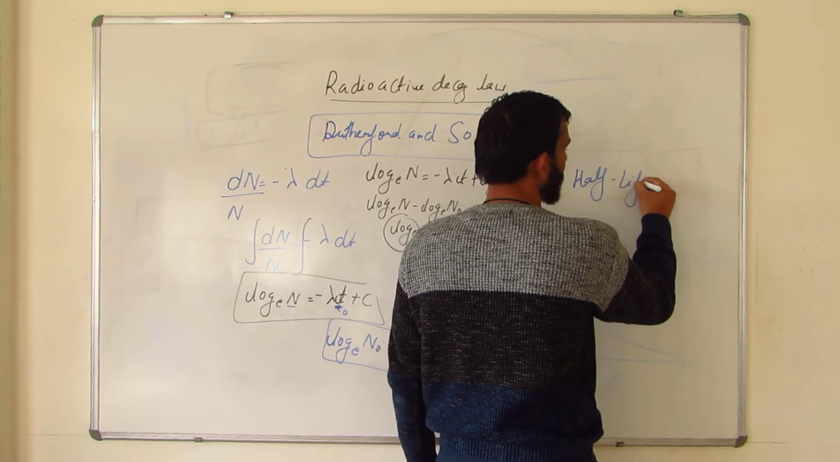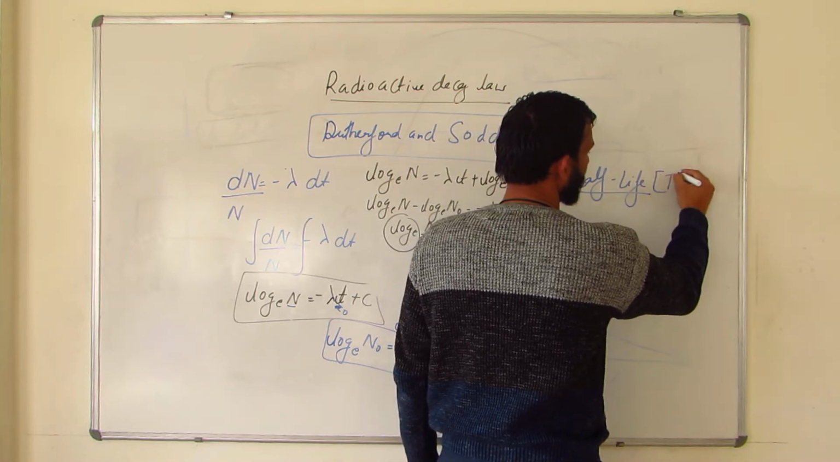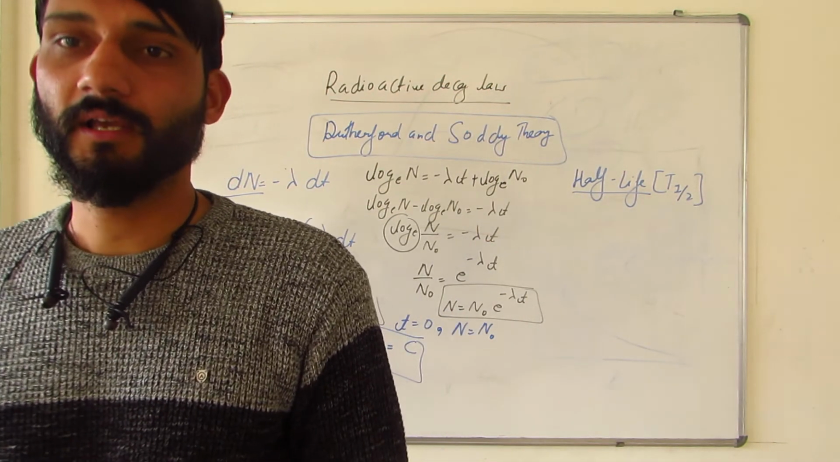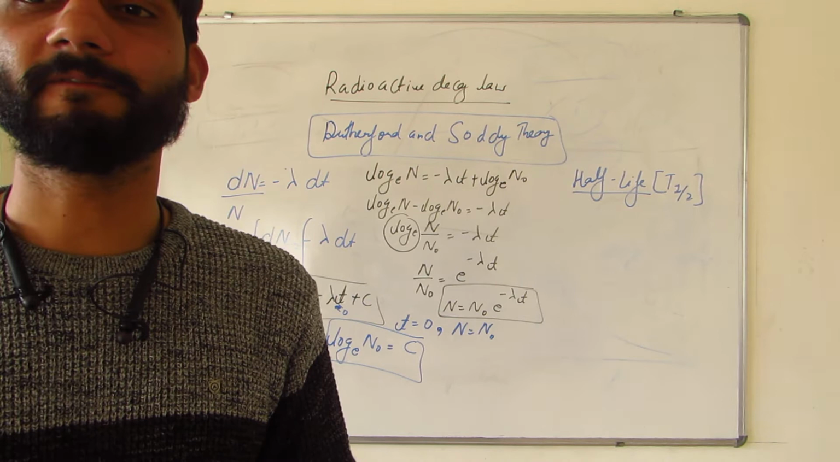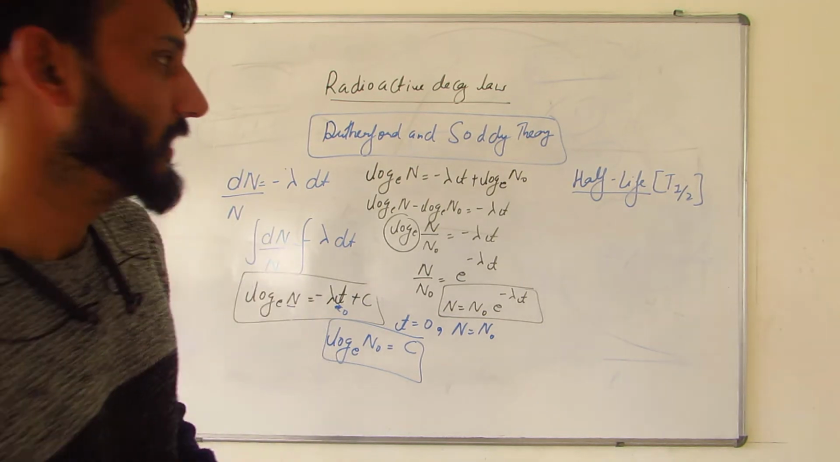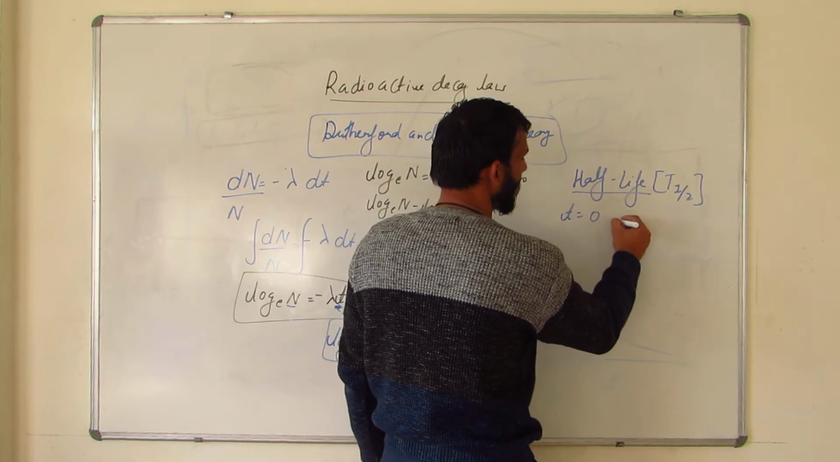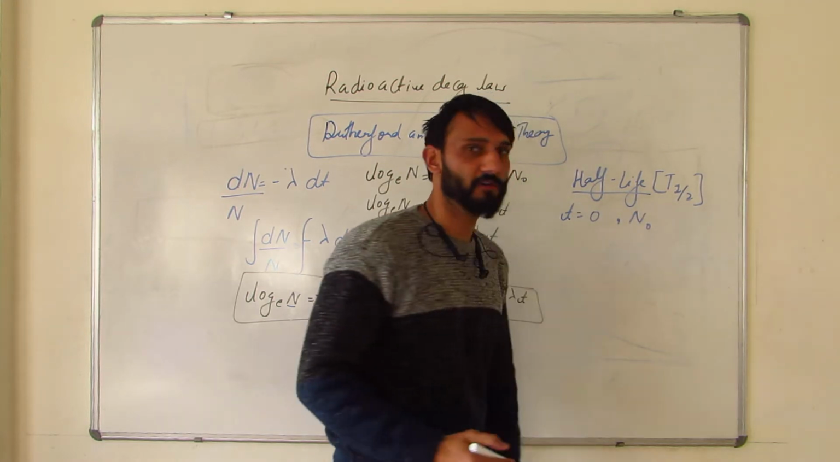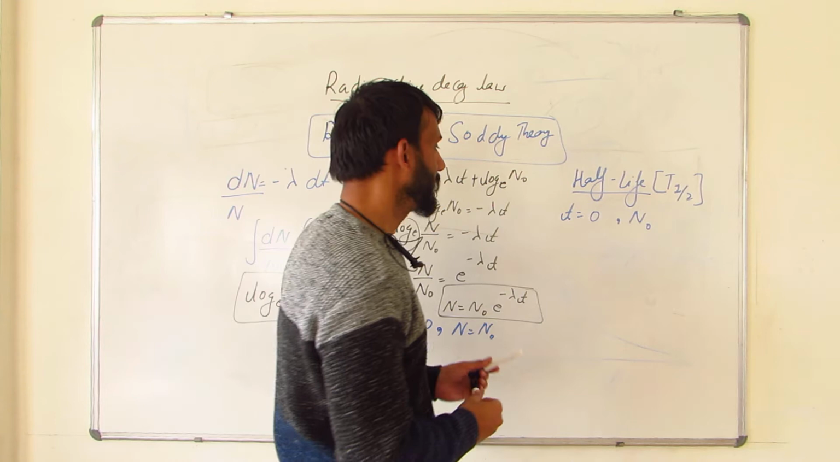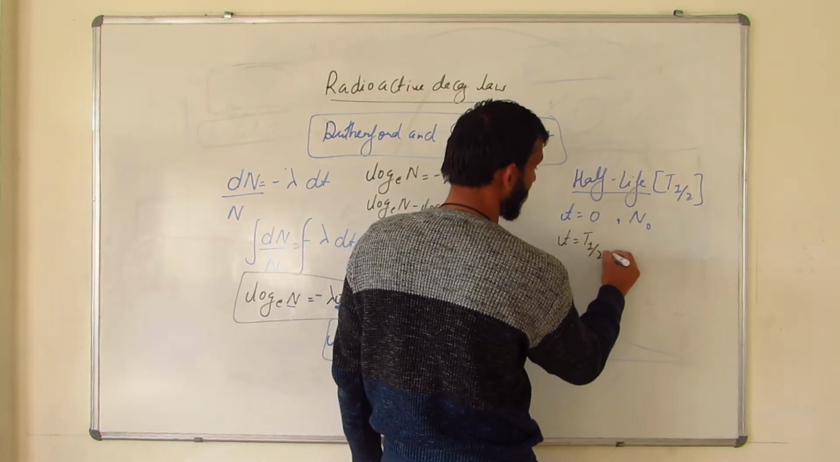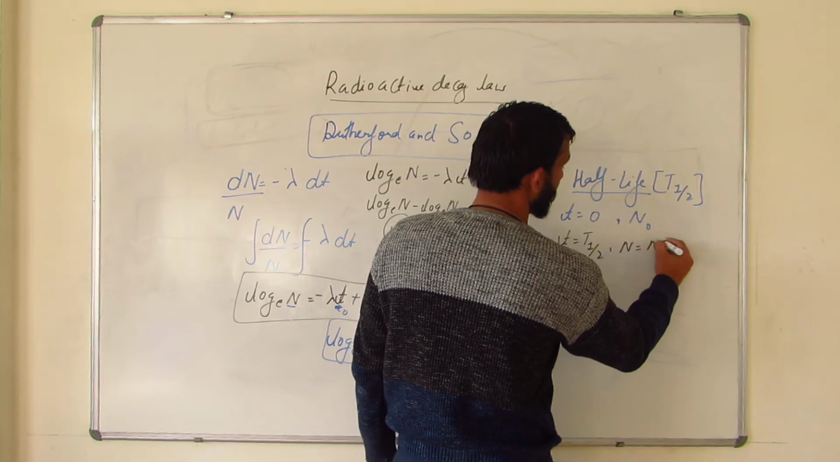Half-life. As the name tells you, half-life is the time period at which the remaining sample becomes half of the initial sample. Initially, at t equals 0, I started with N naught. So when t becomes t half, which is the half-life, N will become N naught by 2.